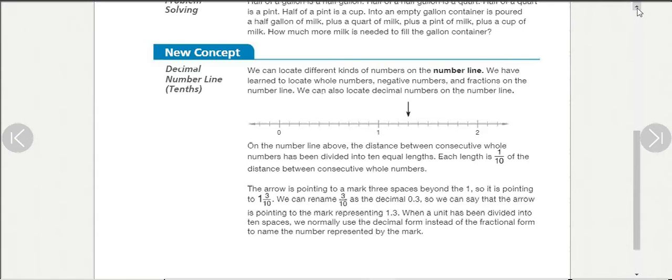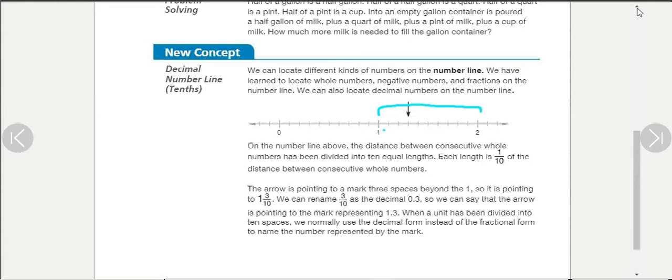With a decimal number line, the key is understanding you have to count the spaces, not the lines, and the total number of spaces between the whole numbers gives you the denominator of your fraction. So you need to count how many spaces there are between the 1 and the 2 to find out what fractions we are counting in here.